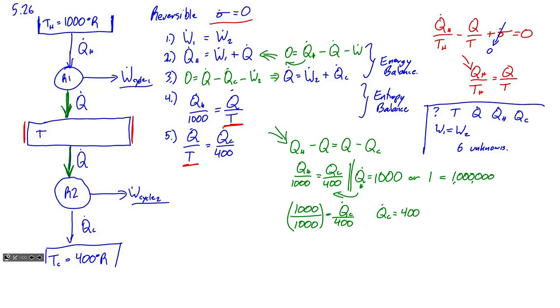Then we can plug everything back into the other equations and start working out what's going to happen. Because, let's see here, QH plus QC is equal to 2Q.